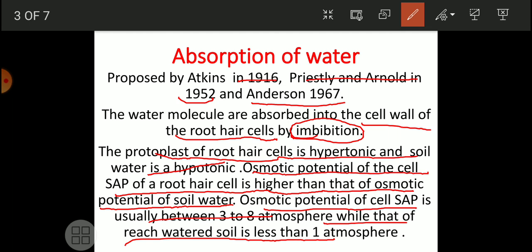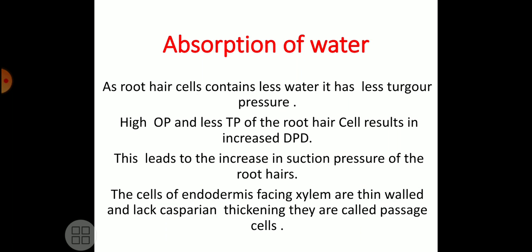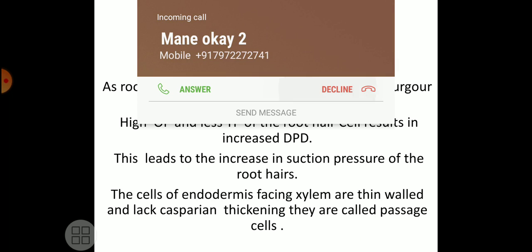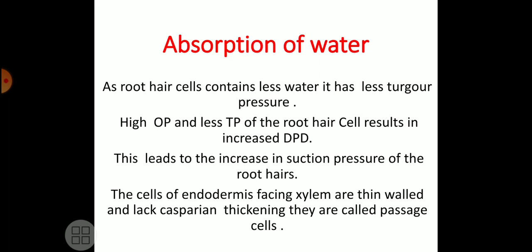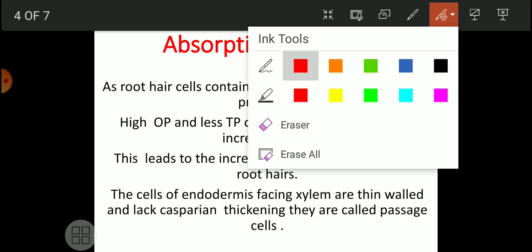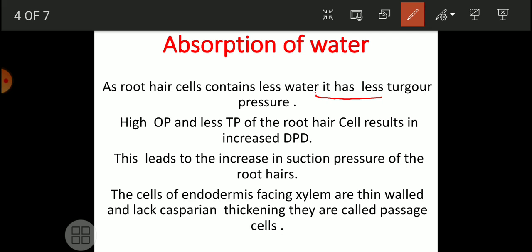So you may be coming to know that water moves from soil to root hairs, isn't it? Now again, for absorption of water, we have to get an idea. The root hair cells contain less water. It has less turgor pressure. Many points you have to keep in mind. Their water is less, so turgor pressure is also less. So high osmotic potential and less turgor pressure of a root hair cell result in increased DPD.